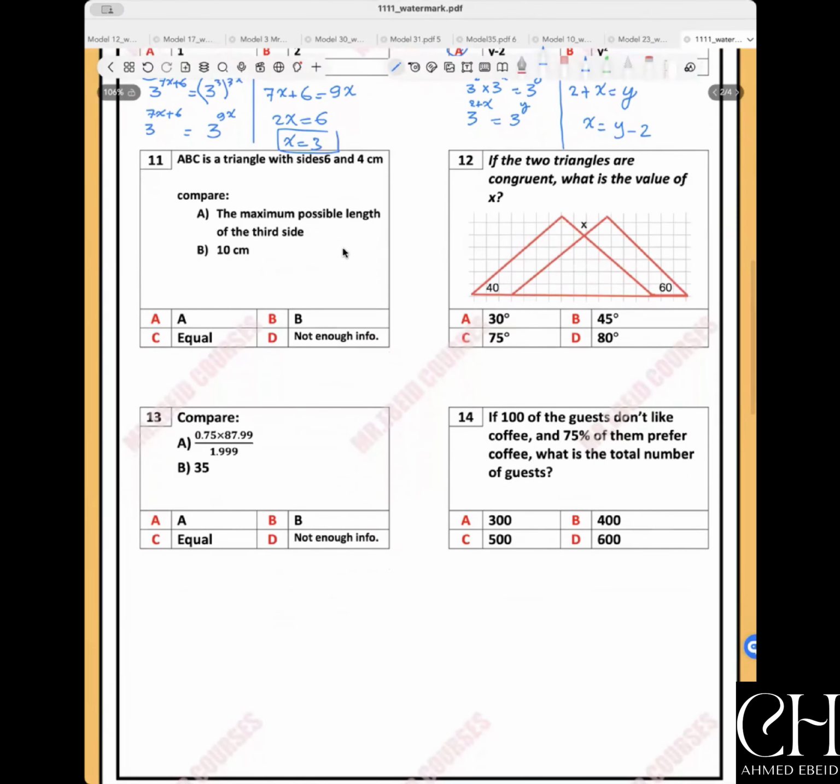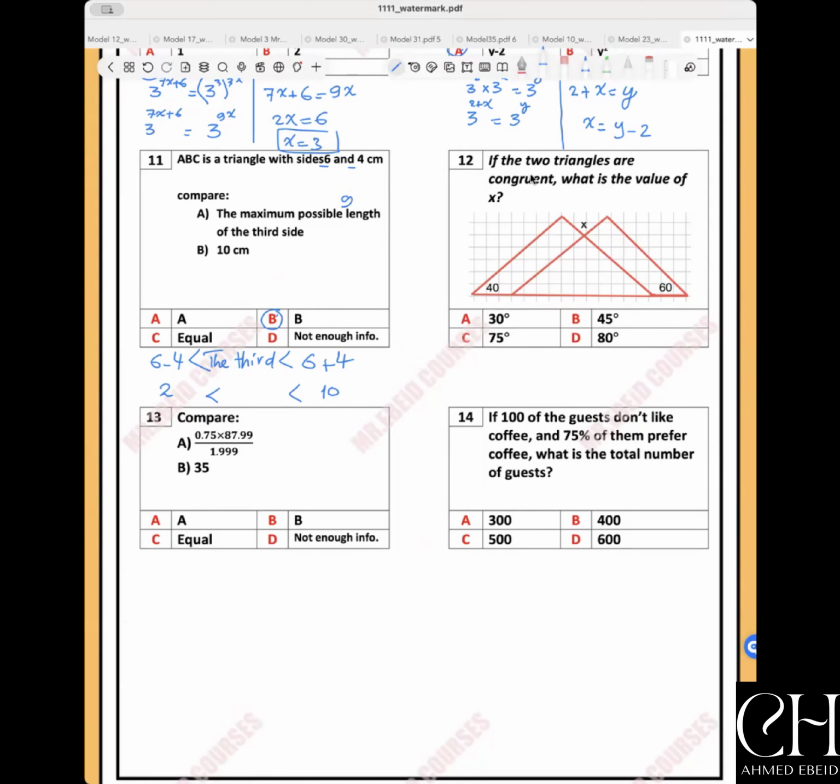Question 11. ABC is a triangle with sides 6 and 4 centimeters. Compare the maximum possible length of the third side and 10. You know that the length of the third side lies between the difference of the other two sides and the sum of the other two sides. So it lies between 6 minus 4 and 6 plus 4. 6 minus 4 is 2. 6 plus 4 is 10. So the third side lies between 2 and 10. So the maximum possible value for the third side is 9, which is less than 10. It means B is greater.